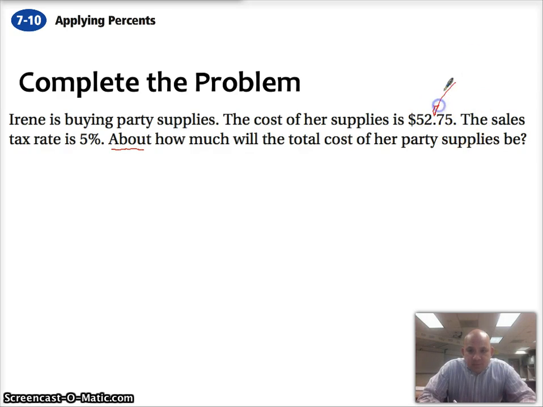First hint, let's round that one before you do anything. And then you're going to find what percent of that rounded amount is the tax. Remember, we're looking for total cost. So once you find the tax, you need to add that tax to the price of the item. So the price plus tax equals your total cost. And that's what they're looking for.